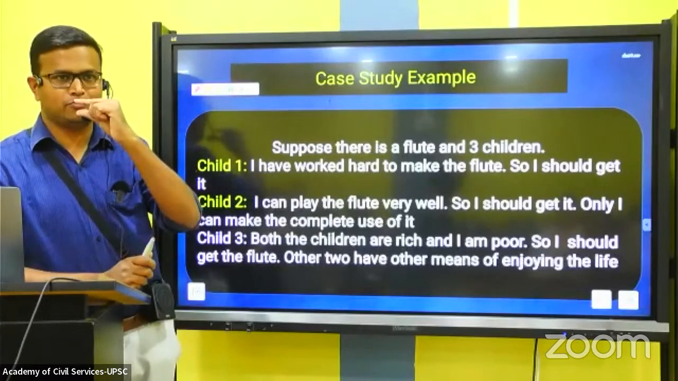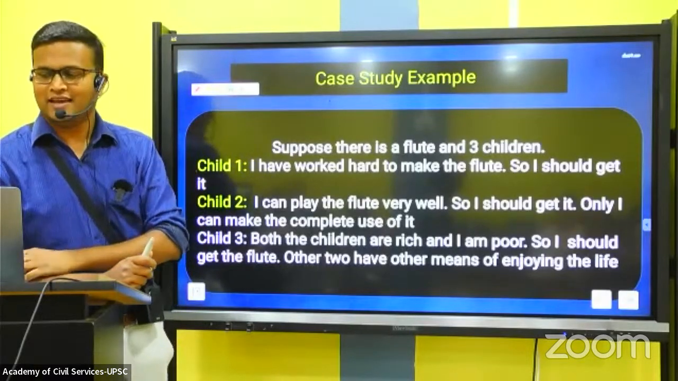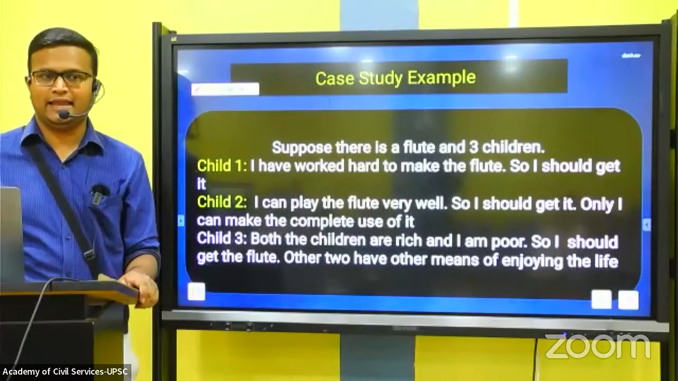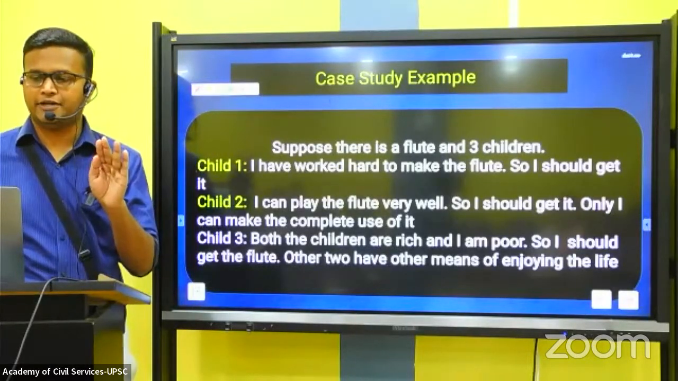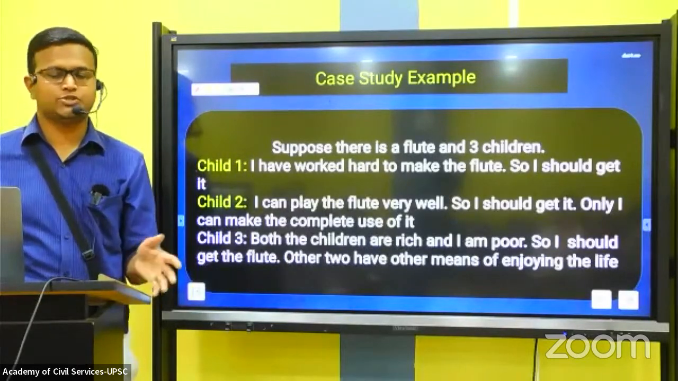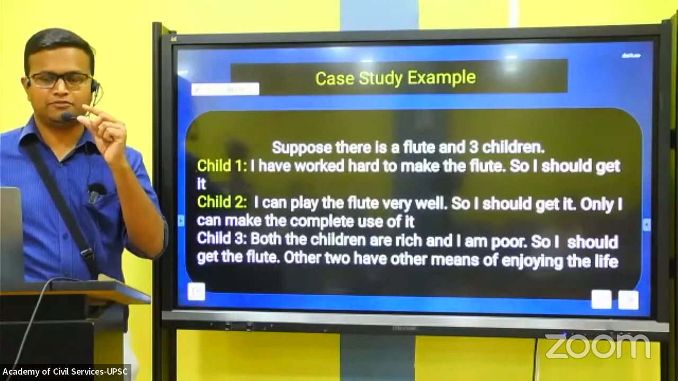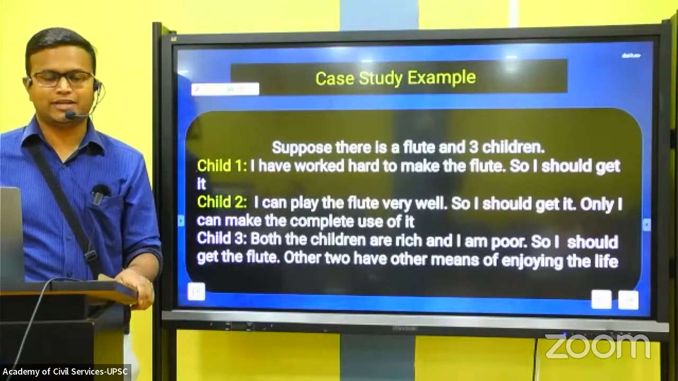One flute is a musical instrument, and 3 children are also there. Child 1 is claiming that I have worked hard to make the flute, so I should get it. Child 2 tells that I can play the flute very well, so I should get it.